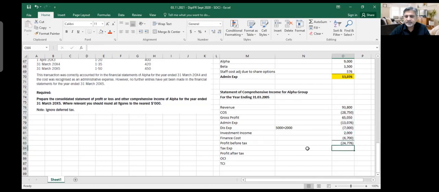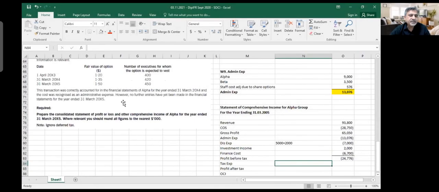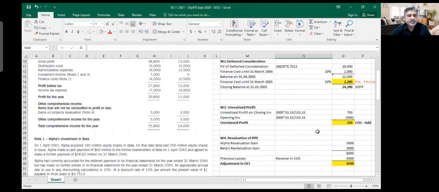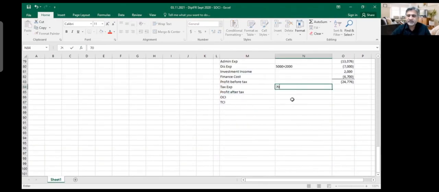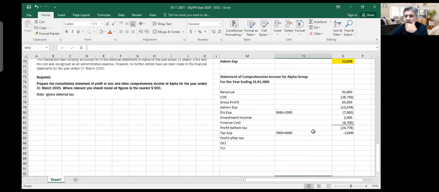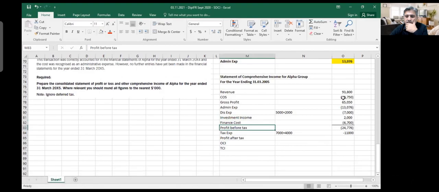Tax expense, again, there is no adjustment for tax expense because there is no deferred tax or anything. They said ignore deferred tax, and throughout the notes they never told us to take impact of deferred tax. So tax expense I'll take straight away from here, 7,000 and 4,000. So tax expense is 7,000 plus 4,000, which makes 11,000. Oh, profit before tax is negative. Wait a minute. Sorry, this much only. 40, this much.